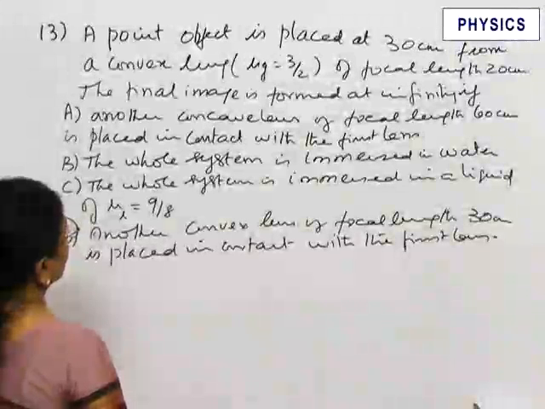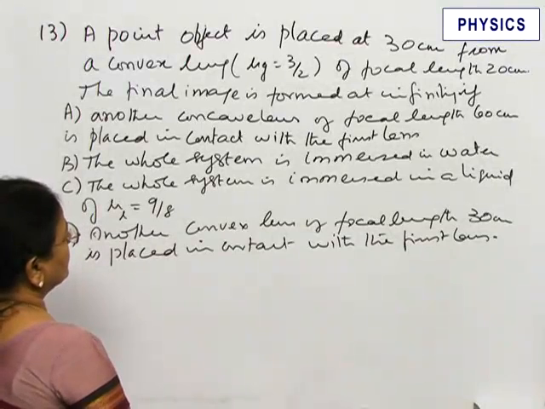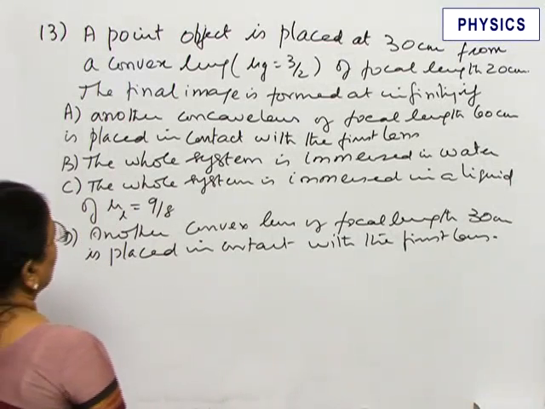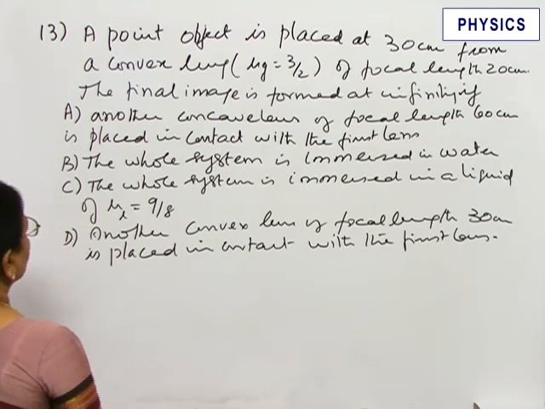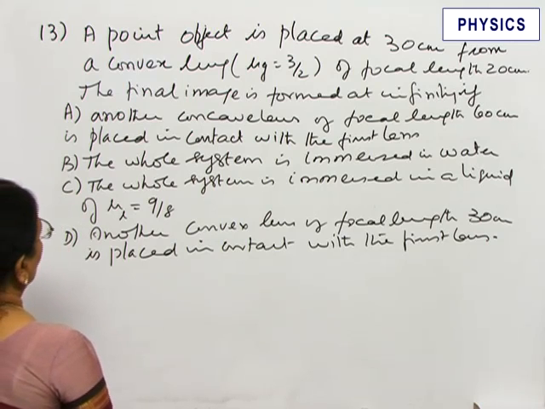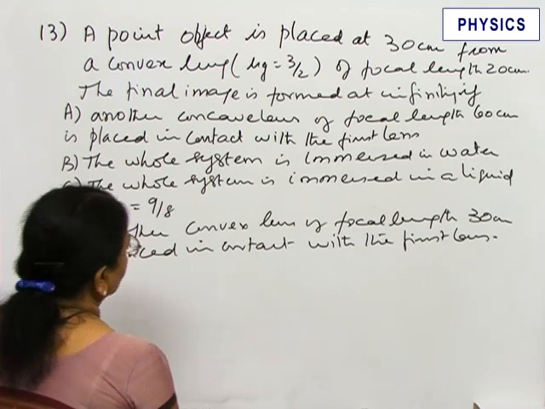Question 13. A point object is placed 30 centimeter from a convex lens of focal length 20 centimeter. The final image is formed at infinity if... So you have to examine A, B, C, D and find the correct answer. These are questions having more than one correct answer. You see, when will the final image be formed at infinity?